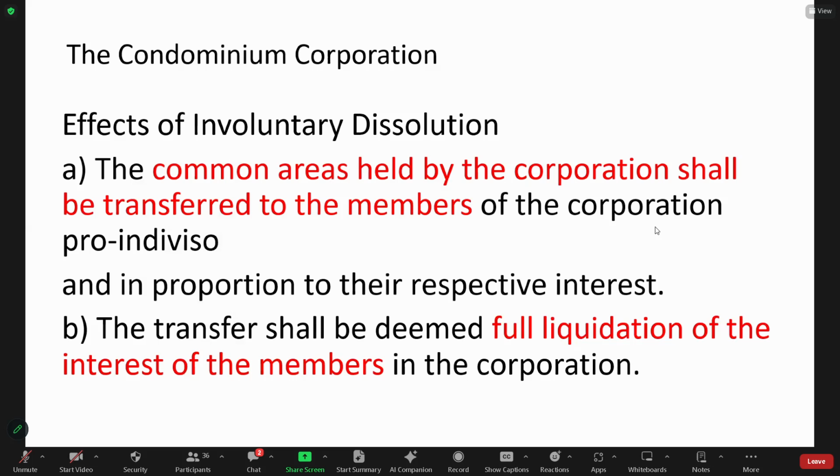Ano daw yung effects ng involuntary dissolution? So, number 1, yung common areas na hawak ng corporation will be transferred to the members pro indiviso, meaning equally distributed in proportion to their respective interests. So kung mas malaki yung ownership mo, mas malaki din yung interest mo. Transfer shall be deemed full liquidation of the interest of the members. So hindi pwedeng kalahati lang yung magli-liquidate. So lahat magli-liquidate.